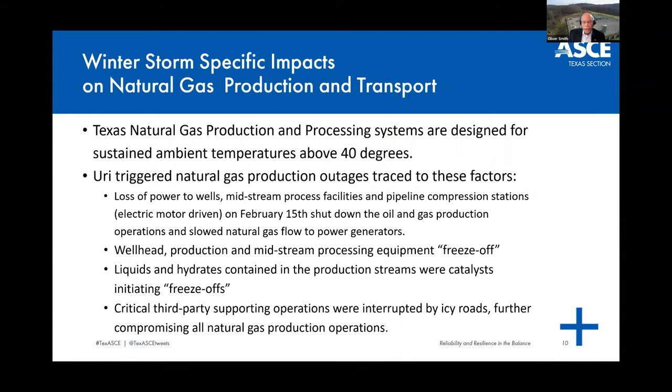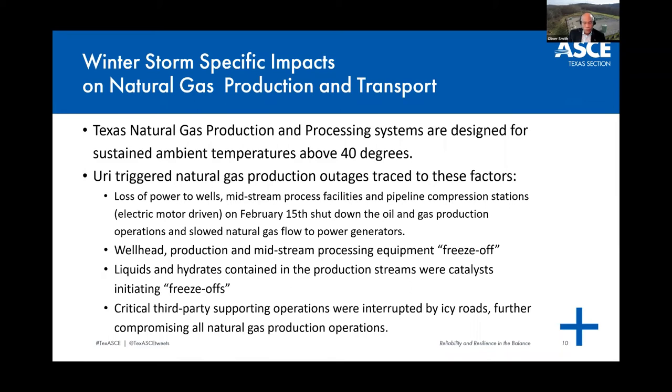Winter storms Uri and Viola triggered natural gas value chain production outages that could be traced to these specific operational and environmental factors. Number one, upstream and midstream process equipment, namely pressure control valves, liquid gas separators, and level sensing controls, freeze off due to extended, that is, multiple days of cold temperatures below 40 degrees Fahrenheit, as these systems are not generally winterized in Texas. Liquids and hydrates contained in the production stream of oil, wet natural gas, and produced water were the catalysts that precipitated the freeze-off of these components. This was a somewhat minor factor in restricting flow of natural gas to the distribution system.